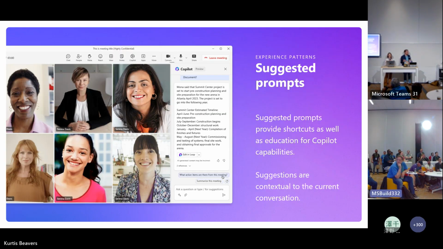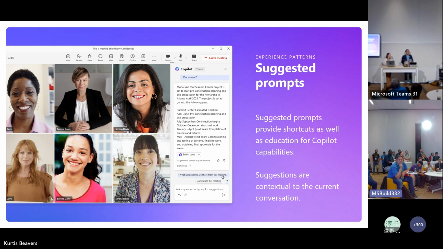Prompt suggestions. These are an opportunity. If you use Bing Chat or experience that, these are an opportunity to both give the user a quick click to a prompt that we think will be successful, and also teach them about what might be an interesting prompt. So it's a way to teach users about capabilities.